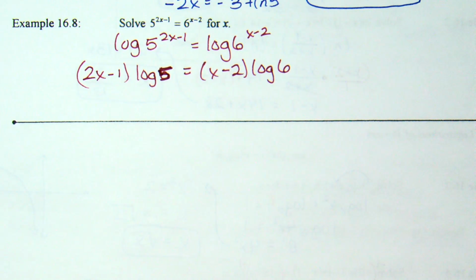This is 2x minus 1 times log 5. This is x minus 2 times log 6. Logs on one side. Okay. But I'm not sure that's going to be easily doable right now. Because if we want, at this exact moment, to get logs on one side, x's on the other side, we'd turn into division and it wouldn't work out pretty.